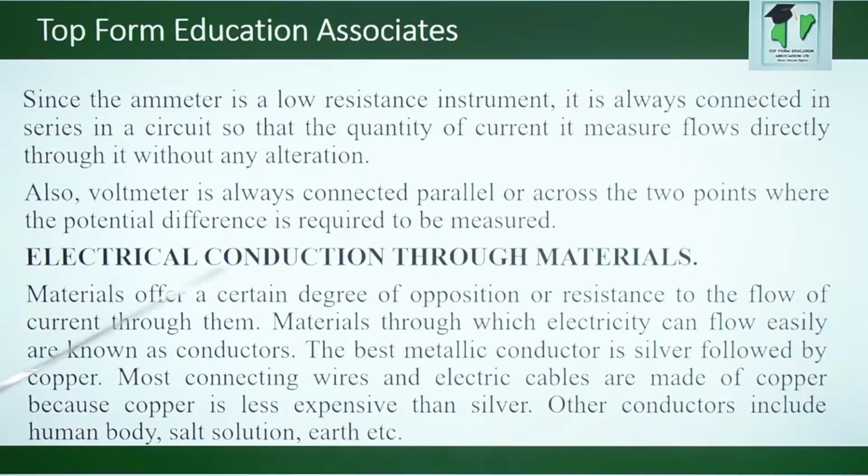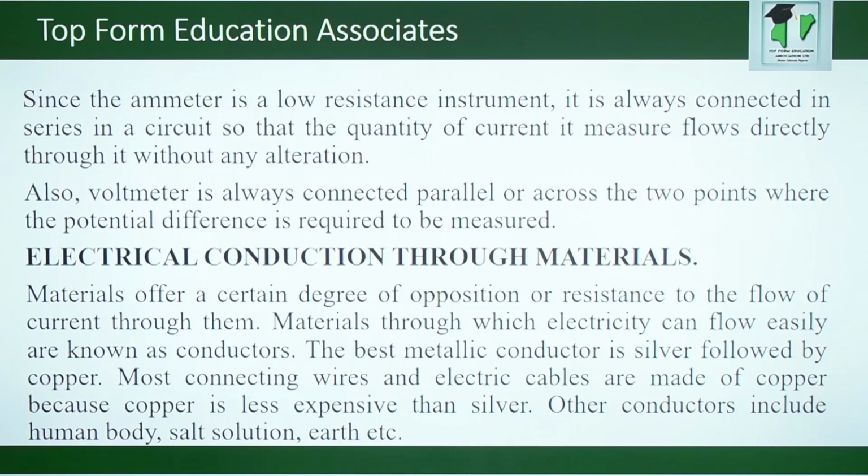Now, electrical conduction through materials. Materials offer a certain degree of opposition, or resistance, to the flow of current through them. Materials through which electricity can flow easily are known as conductors. We have said it before now. They allow current to flow through them easily, so we call such materials conductors.